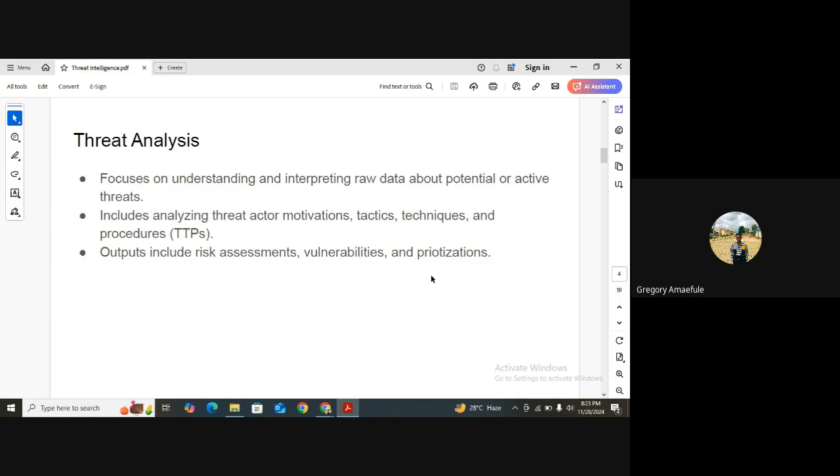Another output of any threat analysis is to figure out the vulnerability of your organization's IT systems. Take, for instance, if you're employed to carry out a threat analysis on a government agency. One of the vulnerabilities you can find after your threat analysis is that, for instance, that government agency is running an older version of Windows. We know that those older versions of Windows are susceptible to some kinds of vulnerabilities.